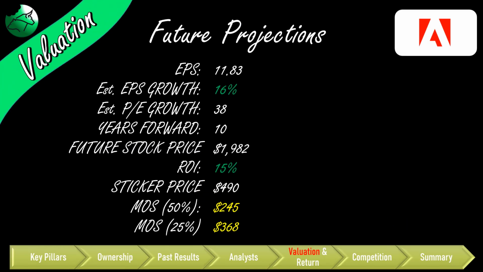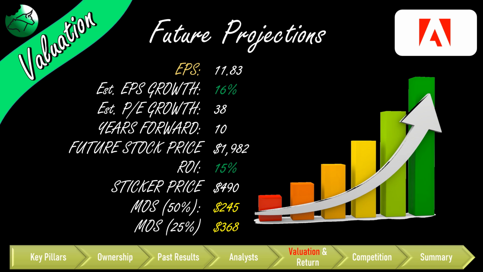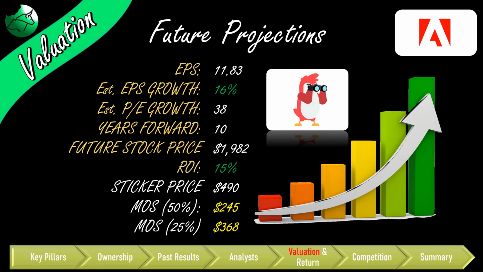So I'll use the earnings per share of 11.83 as my starting point when creating a valuation. Based on a combination of past growth and future analyst predictions, I'm going to estimate the earnings per share growth is at 16%. I'm going to give Adobe a PE of 38, and after that I'm going to project these numbers forward 10 years. This gives me an estimated future stock price of $1,982 per share. Then we need to include a 15% return and work out the current value that Phil Town calls a sticker price, which is $490.